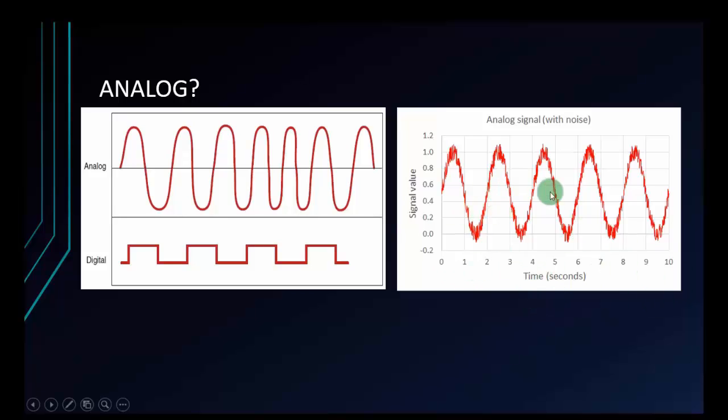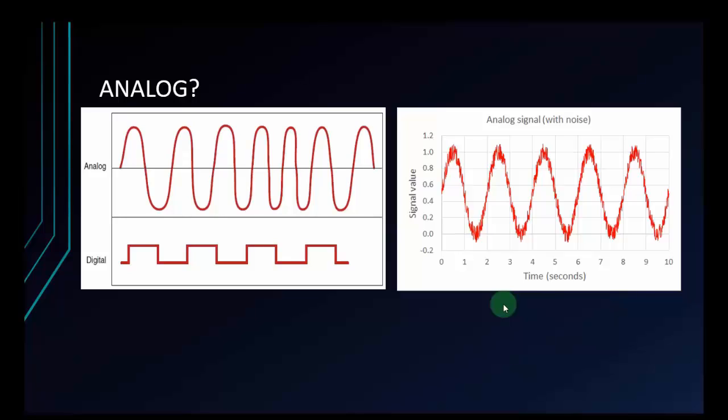Analog is quite noisy and very hard to save or process, so that is the reason why we have the digital signal. The digital signal is only a high or low level like this. Therefore, the analog signal will be converted to a digital signal in order to easily process and save it.